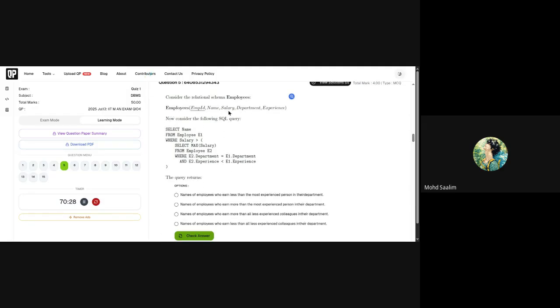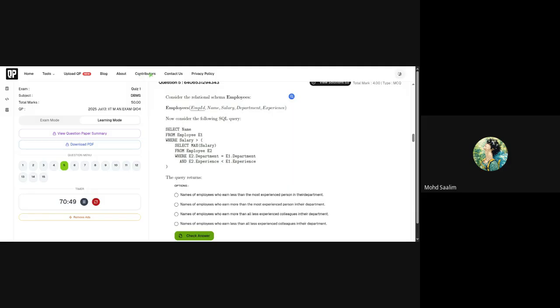So, employees, this is the query, and they are asking what this is doing. Select name from employee A1 where salary is greater than select max salary from employee A2 where A2 department is A1 department and A2 dot experience is less than A1 dot experience. These questions are also very common and I think they are very easy, right?